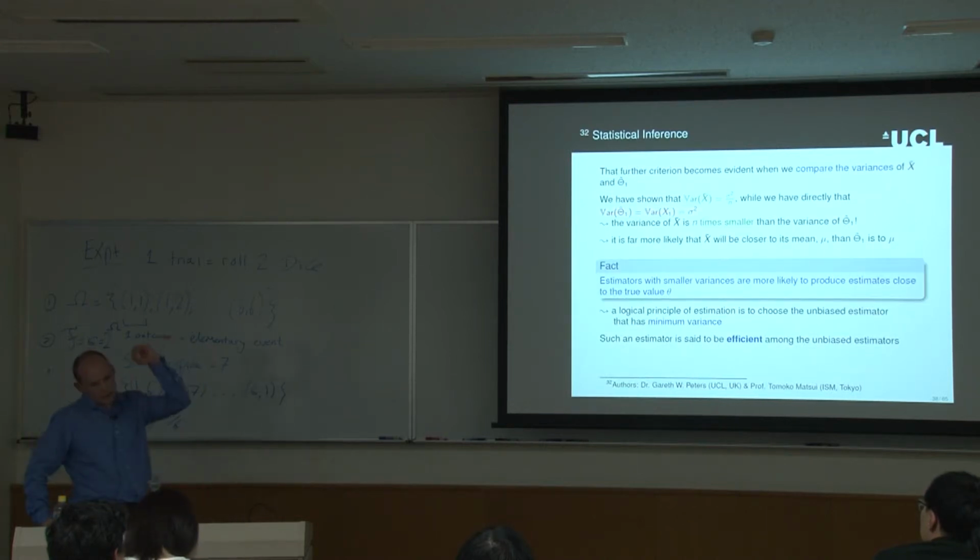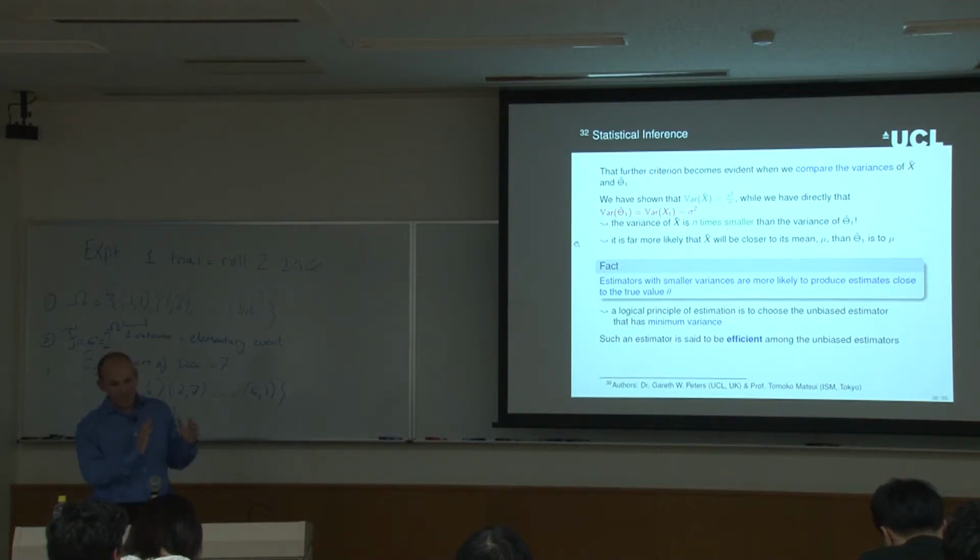So how about we compare the variances of our estimators? The sample mean variance we showed to be equal to sigma squared over n. But if we think about the theta 1 estimator, which is just taking the first value, the variance is sigma squared. So the variance here is n times smaller than using theta 1. That means it's far more likely that the sample mean is going to be closer to the mean than just using the first value. This is obvious, a simple example, but it's important to understand this concept of variance of an estimator.